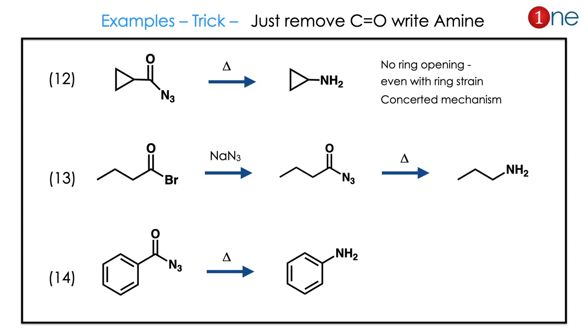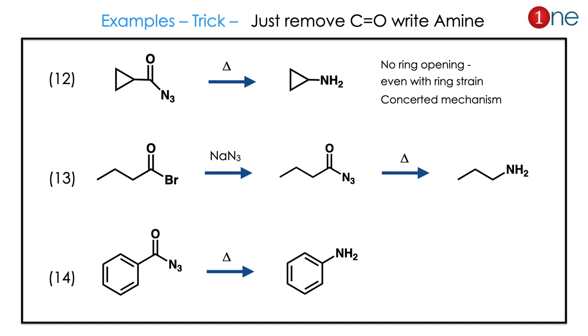Then the 12th example, you have a cyclopropane system with azide, and the final product is the amine without ring opening. Everybody expects ring opening because of ring strain. Since the mechanism is concerted, the ring doesn't open. So the final product is simple amine there.